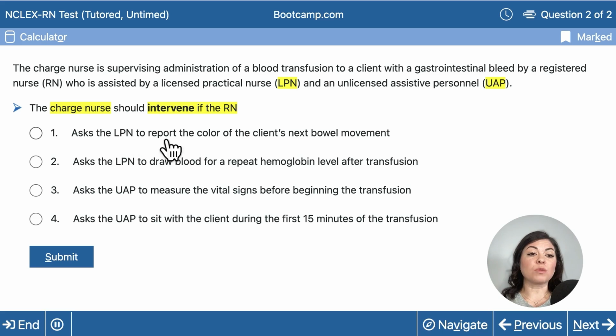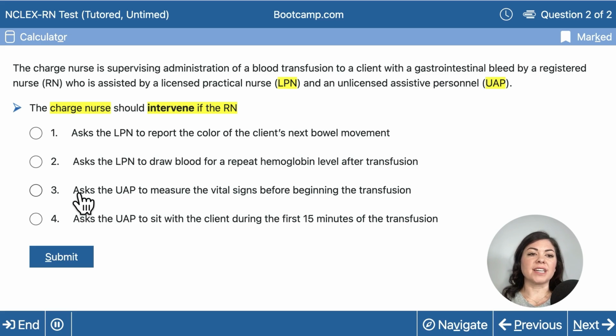Asks the LPN to report the color of the client's next bowel movement. So having the LPN report to the RN what color the client's bowel movement is a very routine task and the client is stable. So this is an appropriate task to delegate and does not require charge nurse intervention. The next option asks the LPN to draw blood for a repeat hemoglobin level after the transfusion. So drawing blood on a client that is stable is a routine task with an expected outcome and is once again appropriate for an LPN to do.